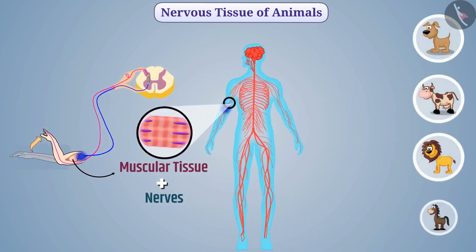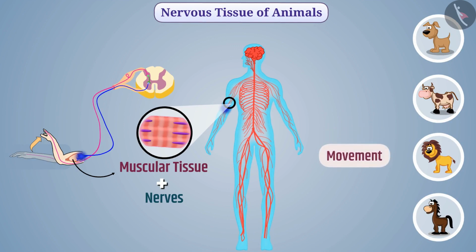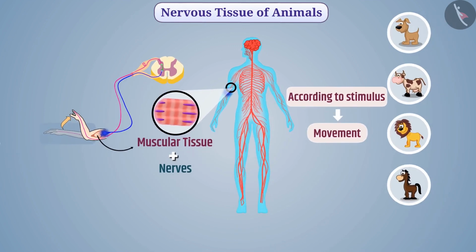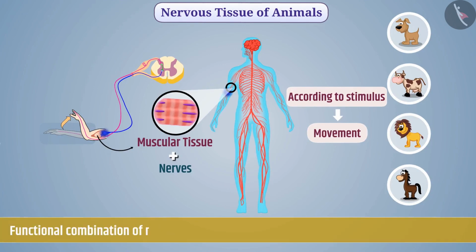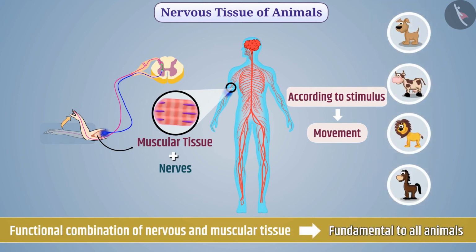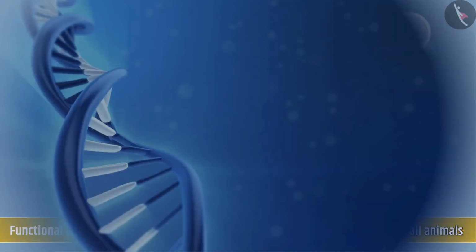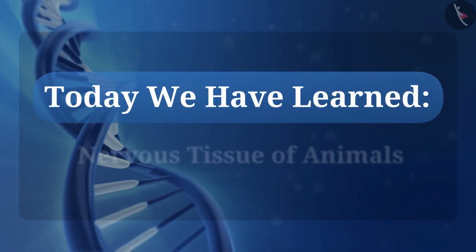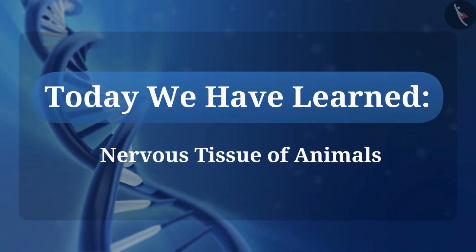In all animals, this type of combination provides movement according to stimulus. Therefore, functional combination of nervous and muscular tissue is fundamental to all animals. So today we have learned about the nervous tissue of animals.